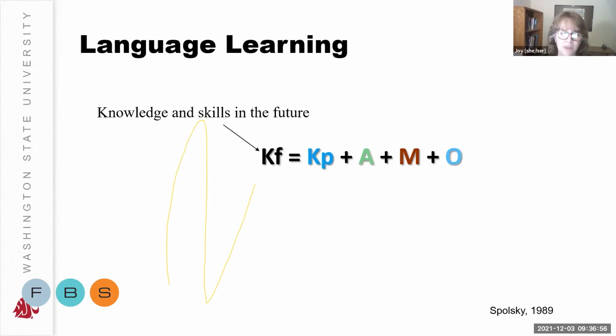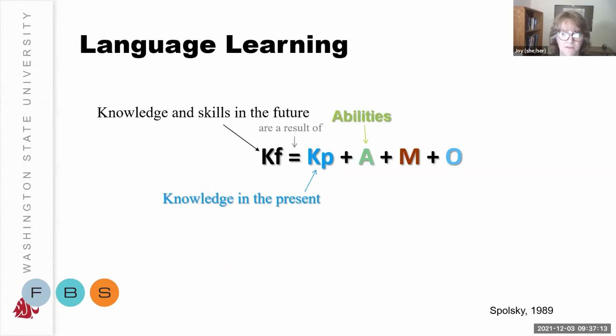So what Spolsky said is that knowledge and skills in the future, that's KF, that means what students come out with, or their outcomes or their gains, their achievements, are a result of knowledge in the present, so what they come to our classes with, their abilities, which they also come to our classes with, their motivation and affect, which teachers can barely, if ever, actually affect, and then opportunity.